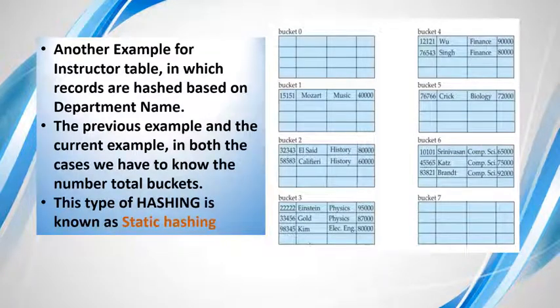This is another example. You can see there are 8 buckets, and different entries for different buckets. In this particular case, department name is the key, so we have kept the same department value in the same bucket. You can see that not every bucket is used, some of the buckets are empty. This technique is called static hashing, and these empty buckets are a problem in static hashing.